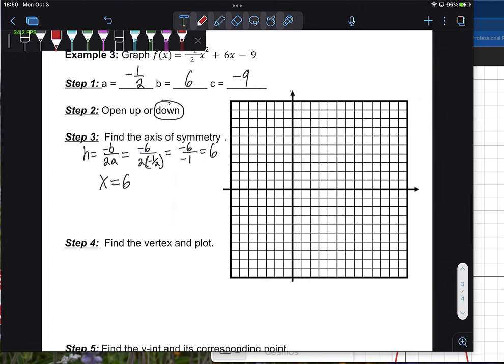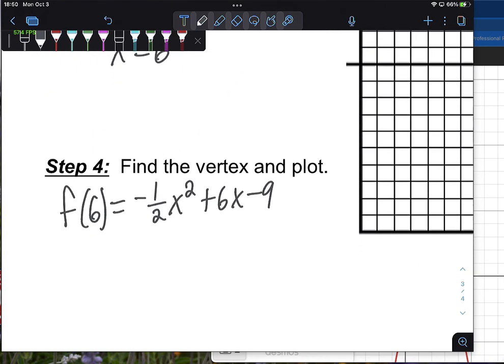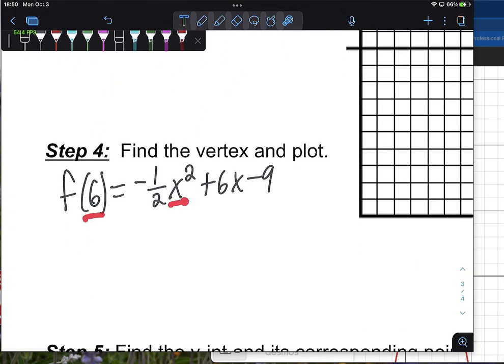And this, guys, is my axis of symmetry. So 1, 2, 3, 4, 5, 6. Here's my axis of symmetry. Now to find my vertex, it is going to be f of 6. And here's my function again: -1/2 x squared plus 6x minus 9. We're going to plug in this 6 for every x that I have here.